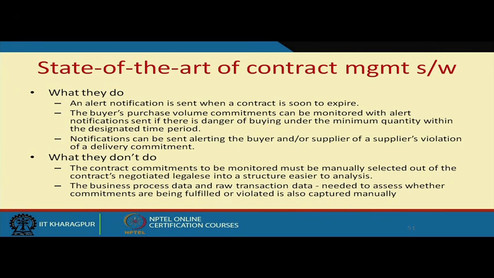And what they do not do? The contract commitments to be monitored must be manually selected out of the negotiated legalese into a structure easier to analyze. Then the business process data and the raw transaction data needed to assess whether the commitments are being fulfilled or violated are also captured manually.